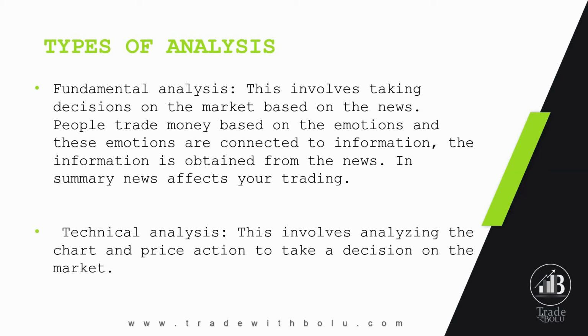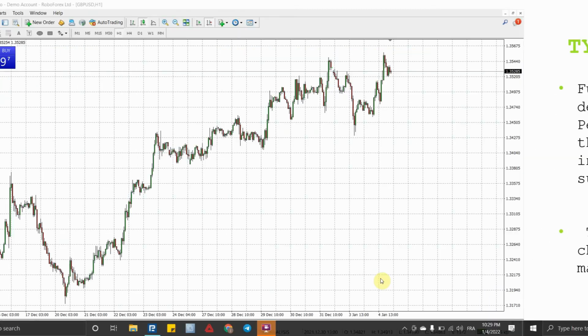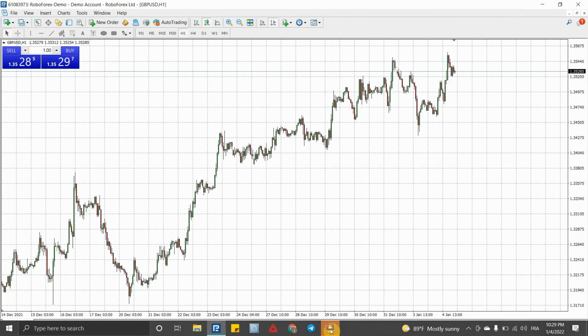All right, so this is basically you checking the charts and drawing your supports and resistances, your trend lines, and all to take a financial decision. So very important, and that's that for that. So let me get you to the trading interface to explain this to you.